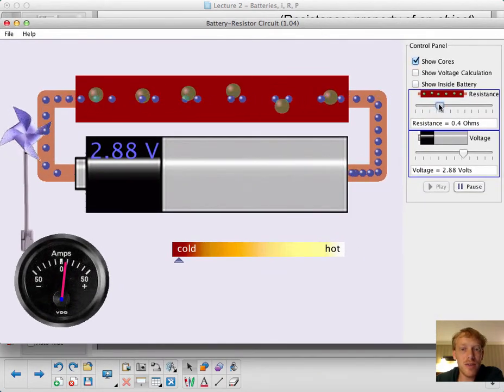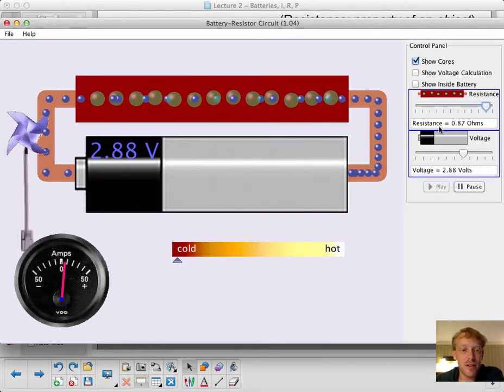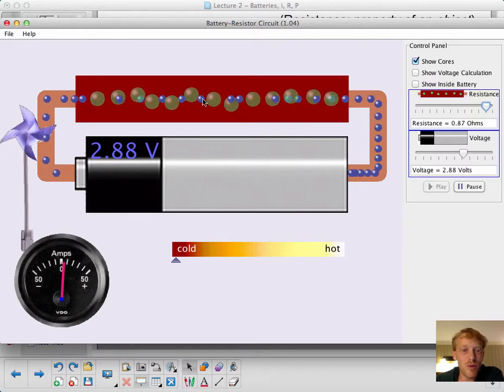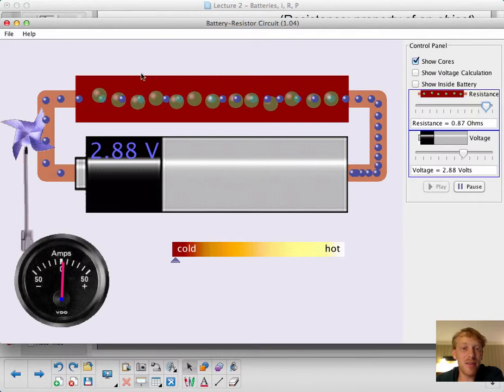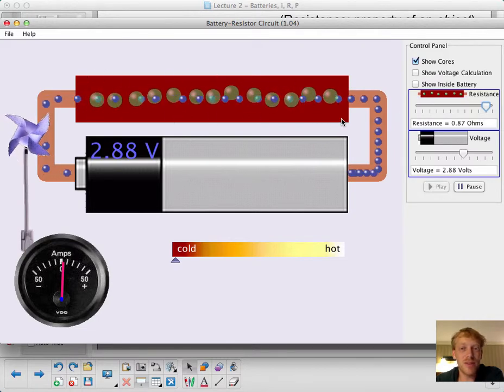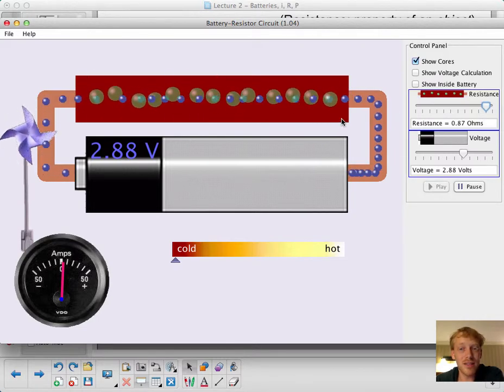When I increase the resistance of the resistor, more of those cores appeared. What I really was doing, I wasn't changing the length or the cross-sectional area of this resistor in the simulation. I was increasing the resistivity of it.